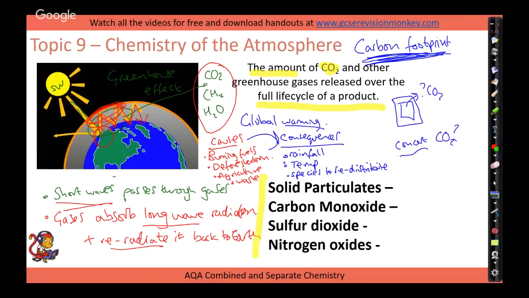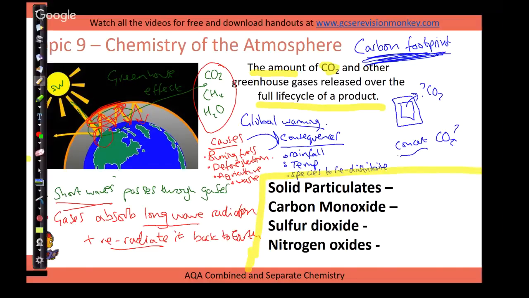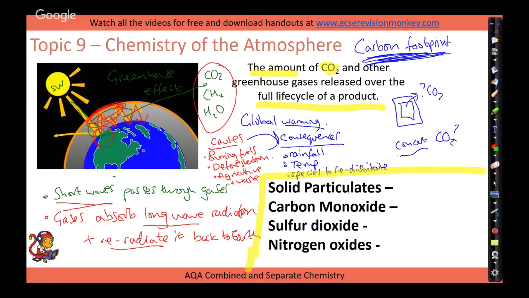Other changes to the environment then. We've got solid particulates. When we burn things in incomplete combustion, you can get a bit of carbon out, a bit of soot. Carbon or soot going into the atmosphere causes global dimming. In the east, that causes major problems. It blocks the sunlight coming through and causes some serious health effects by breathing in solid particulates. So global dimming is what's caused by that.